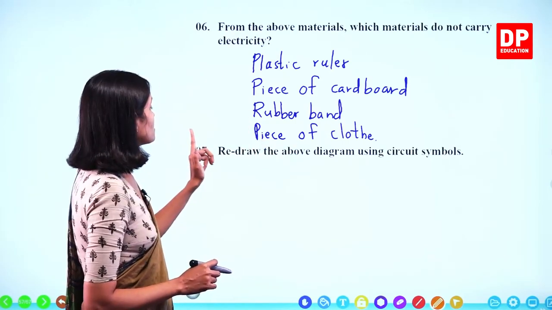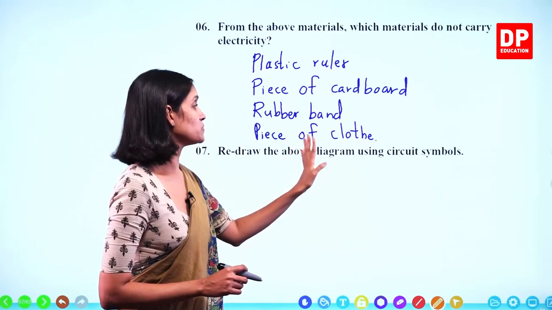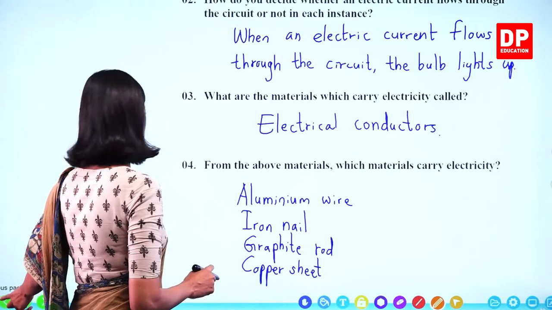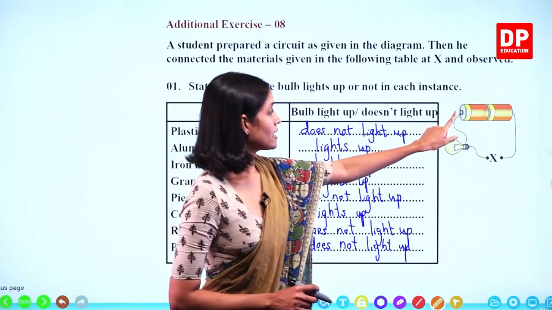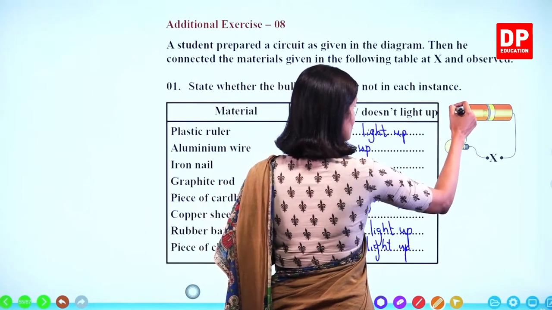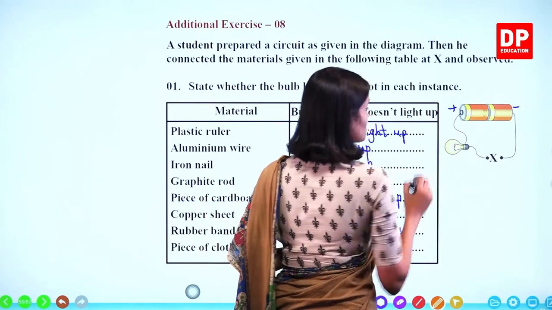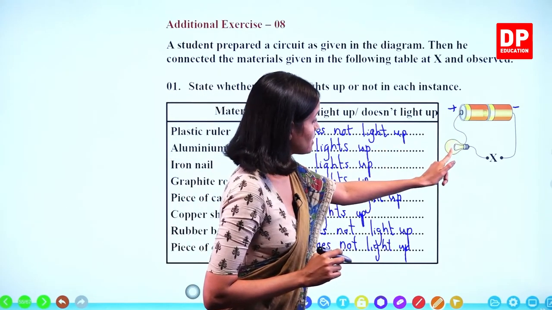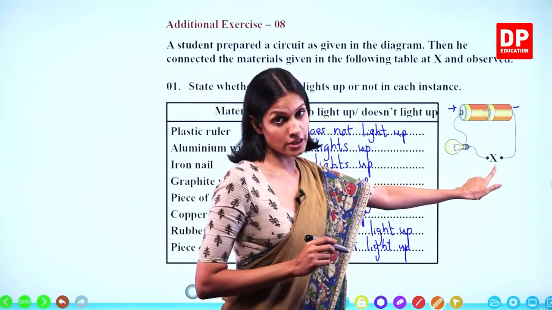Number 7, redraw the above diagram using circuit symbols. What is the diagram again? Look at this one. You all can see there are two dry cells. This is the positive terminal. This side is the negative terminal. Right, and a light bulb is connected and a gap is there.